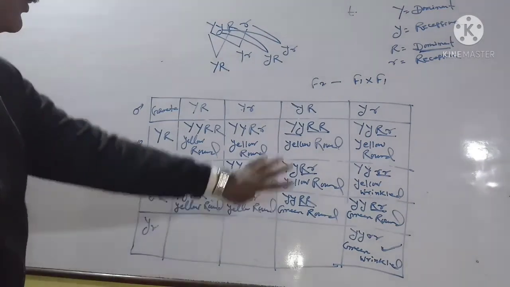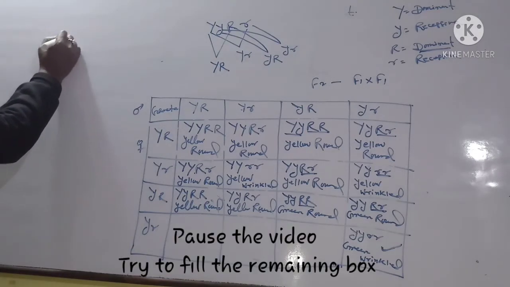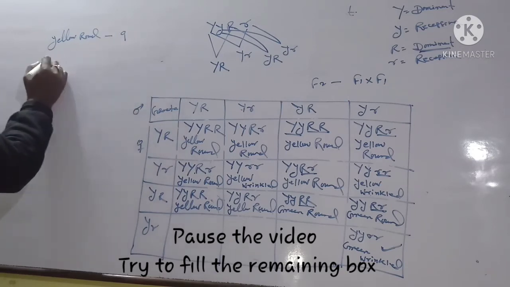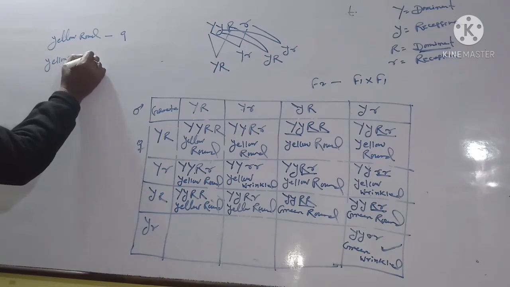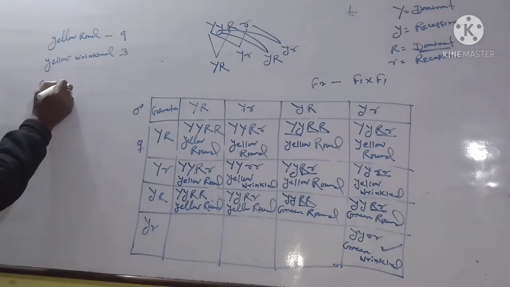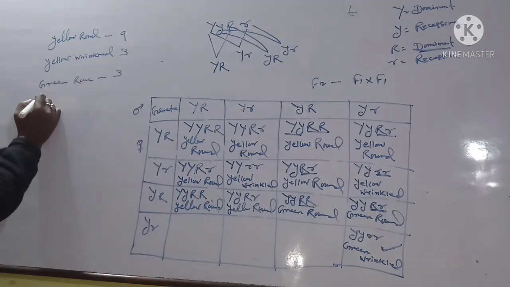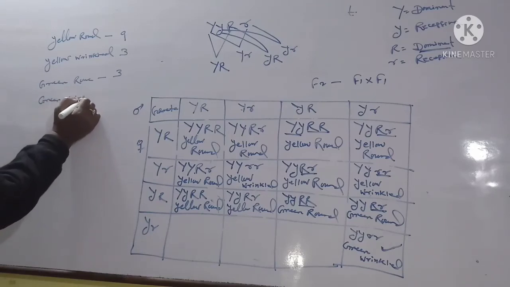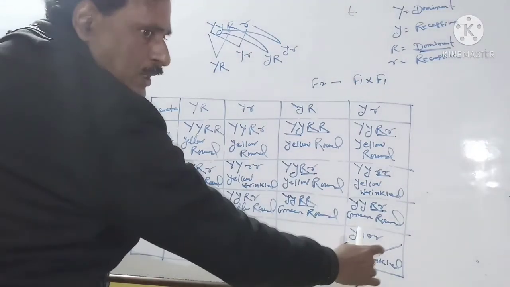In this way, when we fill all the columns, we find 9 yellow round, 3 yellow wrinkle, 3 green round, and 1 green wrinkle, a special character.